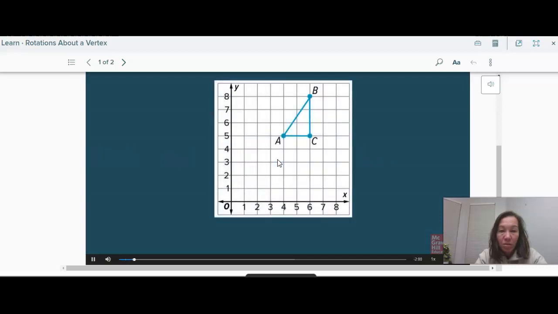The graph shows triangle ABC with vertices at A (4, 5), B (6, 8), and C (6, 5). A rotation is a transformation that turns a figure around a fixed point called the center of rotation. In this case, vertex A will be the center of rotation. Rotations can be described by direction. A clockwise rotation turns to the right. A counterclockwise rotation turns to the left.